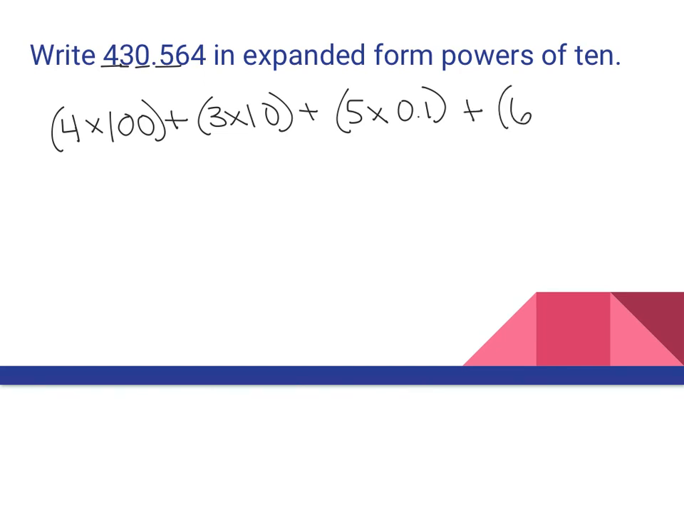The next digit is 6 here. So 6 times the hundredths place. Oops. And I ran out of room on that line, so I'll continue down on the next line. The last digit that we have is 4. The 4 is sitting in the thousandths place.